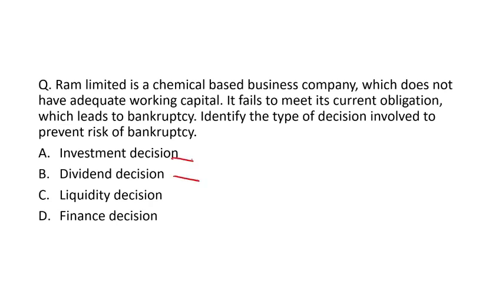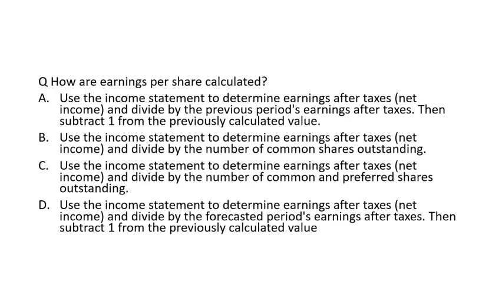So let's take one by one. By investing, whether he will be able to prevent? No. By dividend? No. By financing? No, because the bankruptcy situation arises when a person is not able to repay the loan. So option number C, liquidity decision, means he can close or sell out the business to get the sufficient fund and fulfill the repayment of the loan. Okay, option number C, liquidity decision, is the right answer.